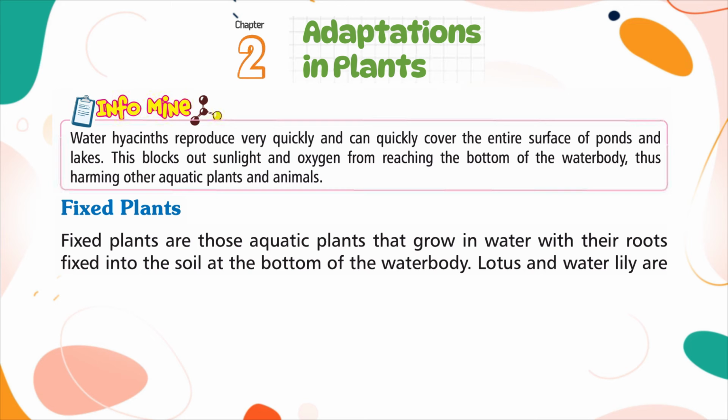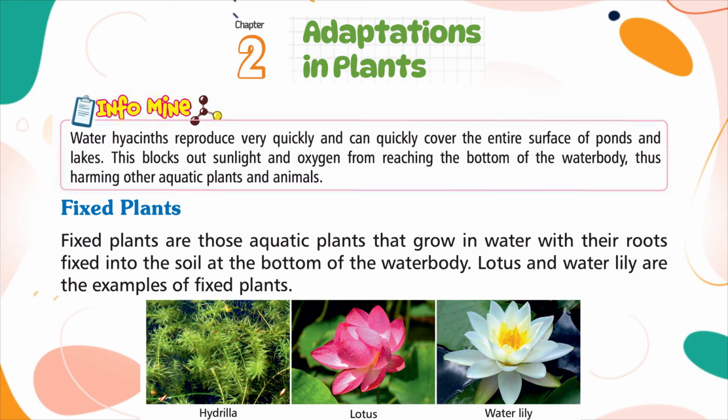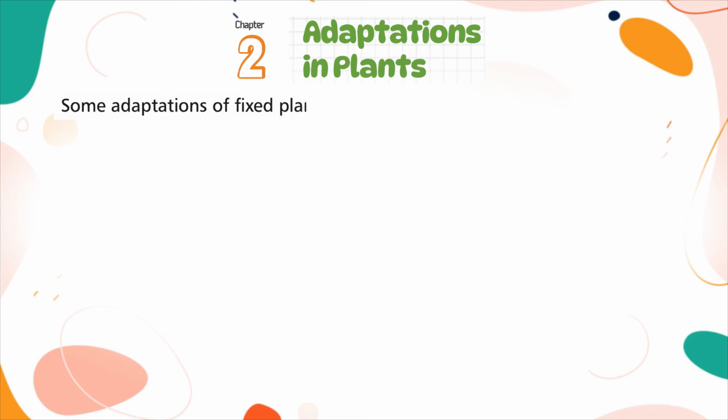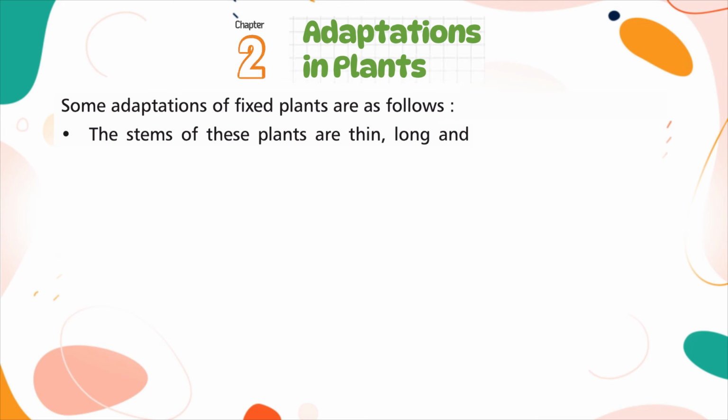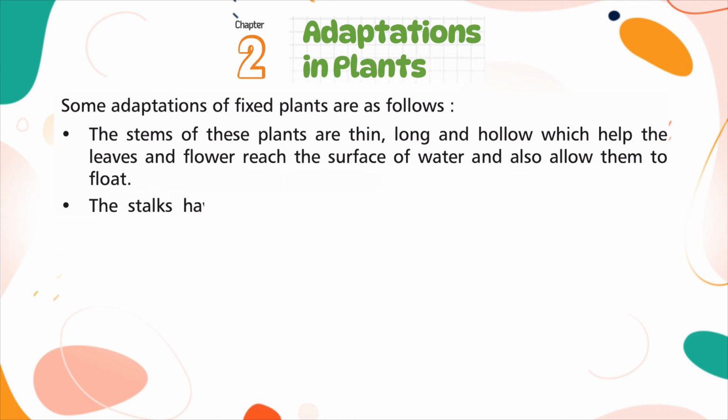Lotus and water lily are examples of fixed plants. Hydrilla, lotus, water lily. Some adaptations of fixed plants are as follows. The stems of these plants are thin, long, and hollow, which helps the leaves and flowers reach the surface of the water and also allows them to float. The stalks have many air spaces which make them light.